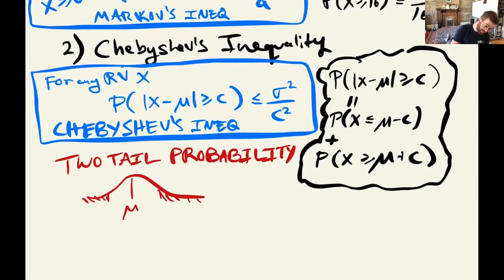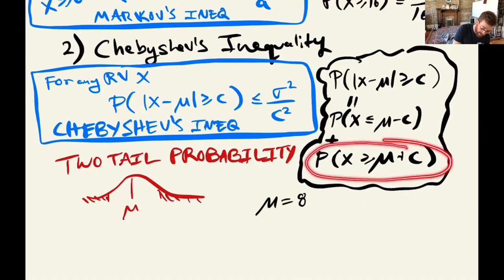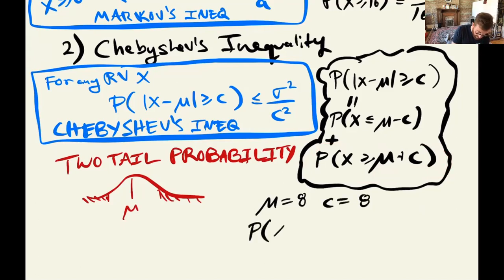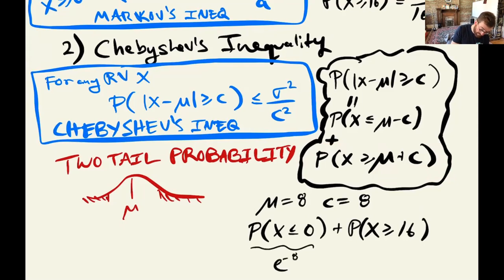So in particular, if you apply this to our example, I know that mu equals 8, and I can see just by looking at this second term here, well, I want X to be greater than or equal to 16. So 16 is the same thing as 8, which is mu, plus another 8. So I should choose c equals 8. And so what I end up getting here is, what's the probability that X is less than or equal to zero, plus the probability that X is greater than or equal to 16. Now this, we can already estimate, is e to the minus 8. But this is exactly what we want.